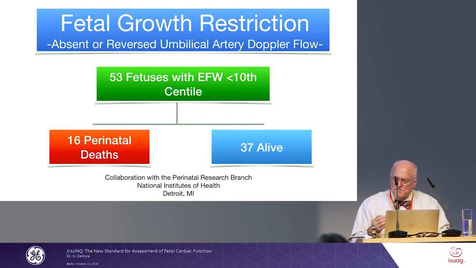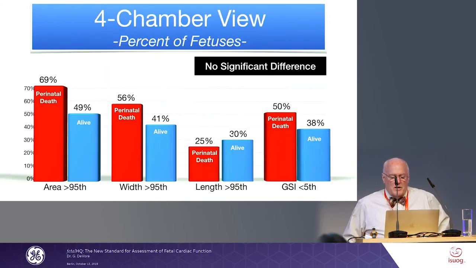So the question is, can I identify something that would tell me what's different between those with a perinatal death and those who were alive? We compared the groups. We found the area of the four-chamber view, the width, the length, and the GSI distribution was pretty much the same, with maybe a little bit higher, but not significant, in those who had a perinatal death. So these measurements were all abnormal in many of the fetuses.